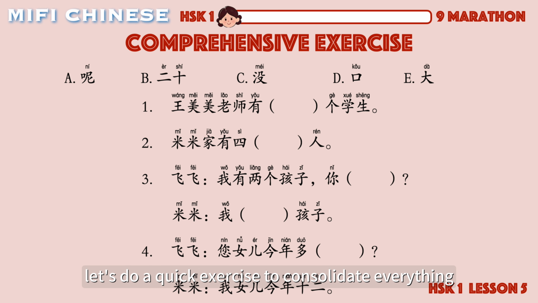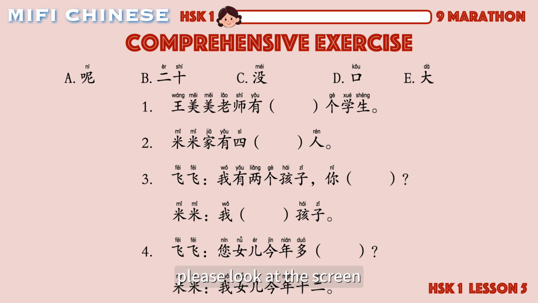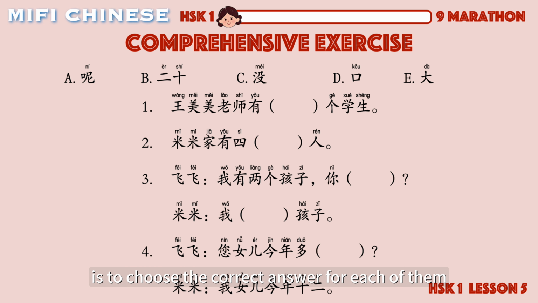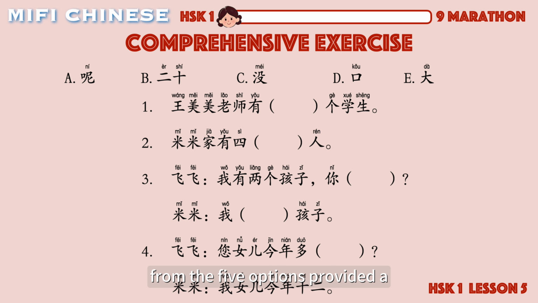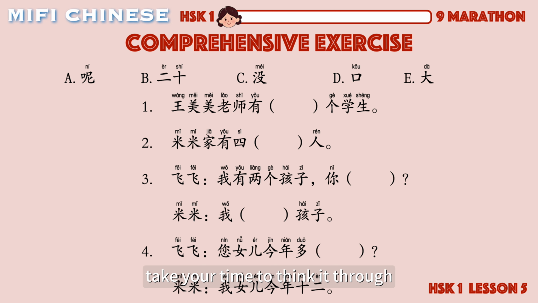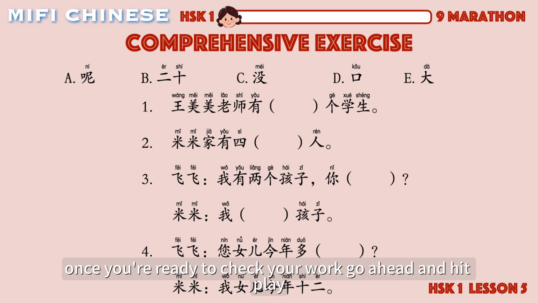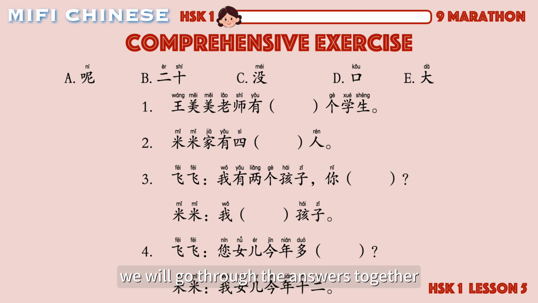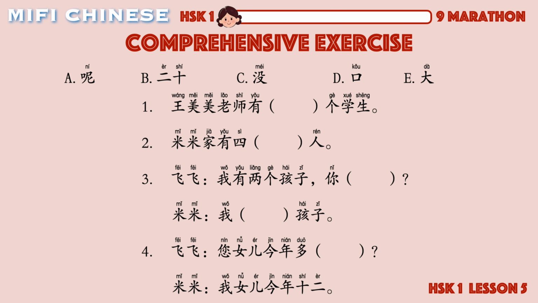Okay, let's do a quick exercise to consolidate everything we've just learned. Please look at the screen. You will see 5 blanks below. Your task is to choose the correct answer for each of them from the 5 options provided: A, B, C, D, and E. I highly suggest you pause the video right here, take your time to think it through, and fill in those 5 blanks. Once you're ready to check your work, go ahead and hit play. We will go through the answers together.